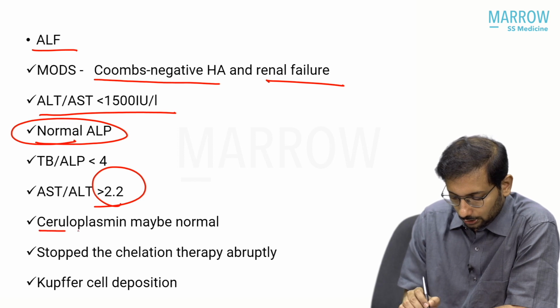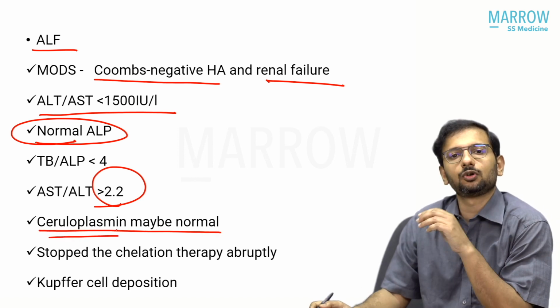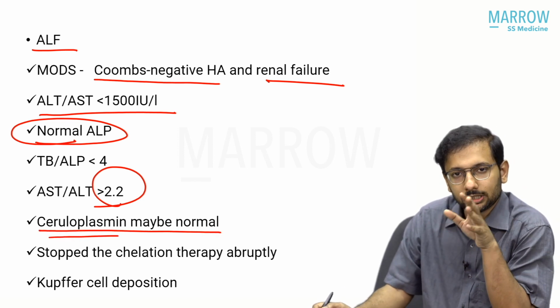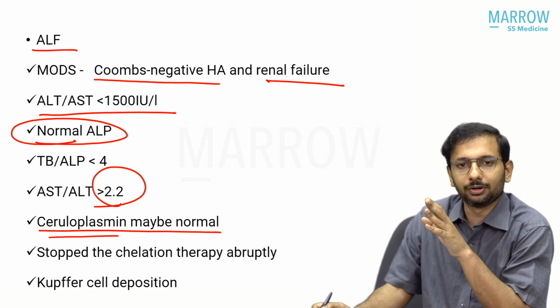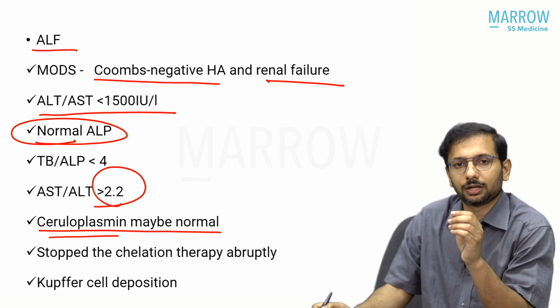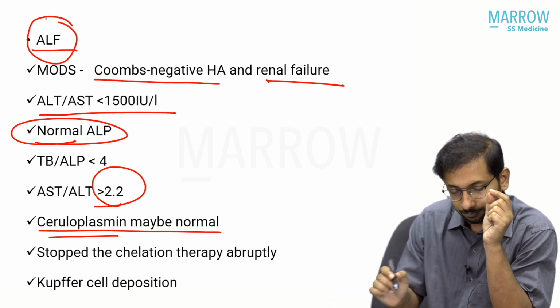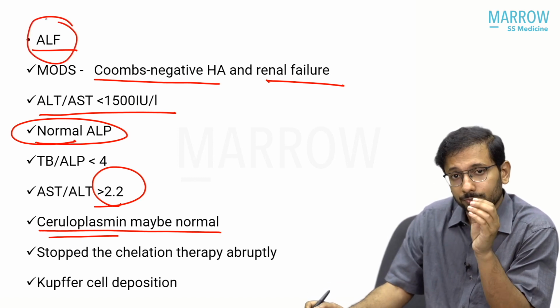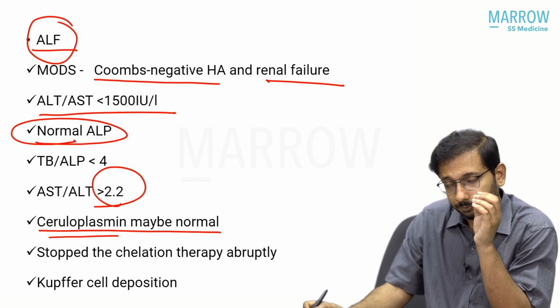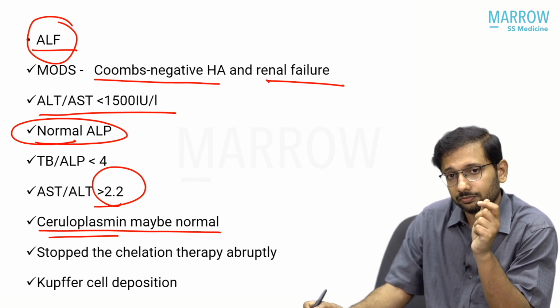The funny thing is ceruloplasmin may be normal. The reason being ceruloplasmin is an acute phase reactant. So in acute liver failure, it may go up and you can get a normal ceruloplasmin in Wilson's disease. And one of the conditions is acute liver failure. Patients who have stopped chelation therapy will likely present with acute liver failure suddenly.